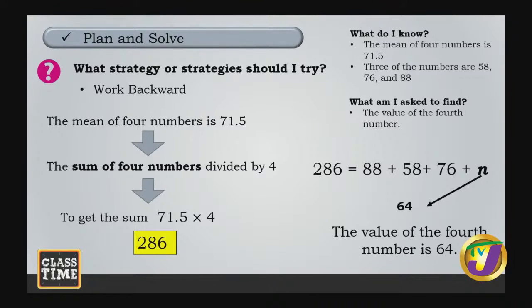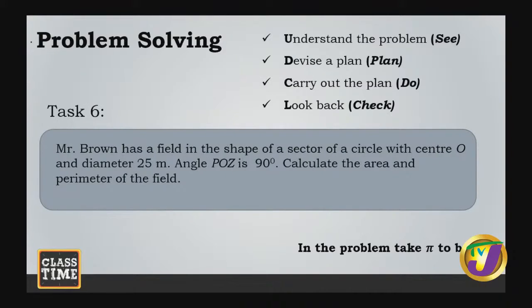Now we have a sixth task. Mr. Brown has a field in the shape of a sector of a circle with center O and diameter 25 meters. Angle POZ is 90 degrees. Calculate the area and the perimeter of the field. In this case, you are to use pi to be 22 divided by 7. Are you seeing any form of CSEC coming out here? This is a CSEC question.